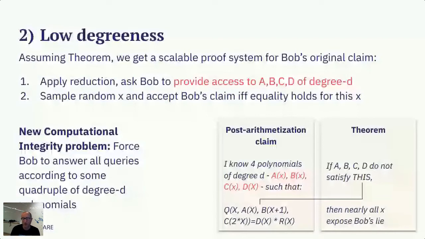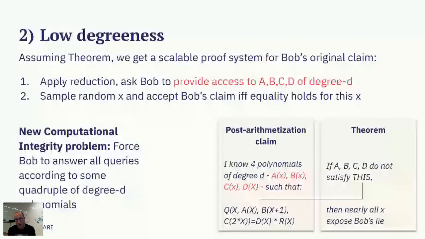At the points that we care about. So A at X, B at X plus 1, C at 2 times X, and D at X. We would like someone to give us those answers, honestly. And that's the new computational integrity problem that we have. How do we force Bob to answer all of the queries according to some quadruple of pre-committed degree D polynomials?